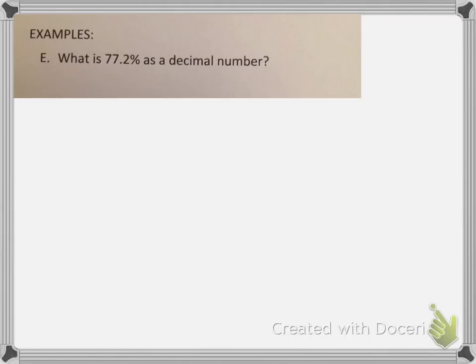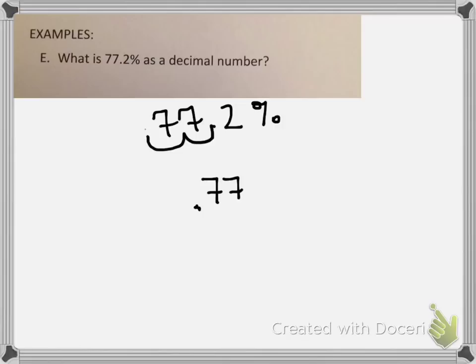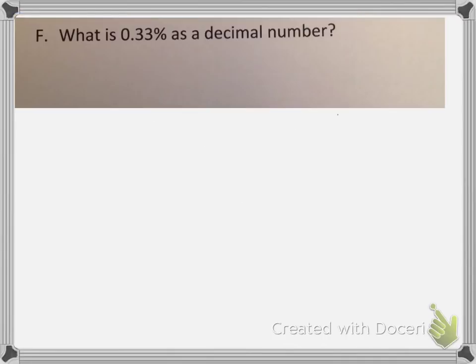Our first example, what is 77.2% as a decimal number? So I'm going to rewrite 77.2%, okay? And our rule says to convert from a percent to a decimal, we're going to move that decimal 2 times to the left this time. 1, 2. I place my decimal. So my final answer would be 0.772. And remember, we're getting rid of that percentage sign because we're looking for a decimal number. Okay, let's look at another example.